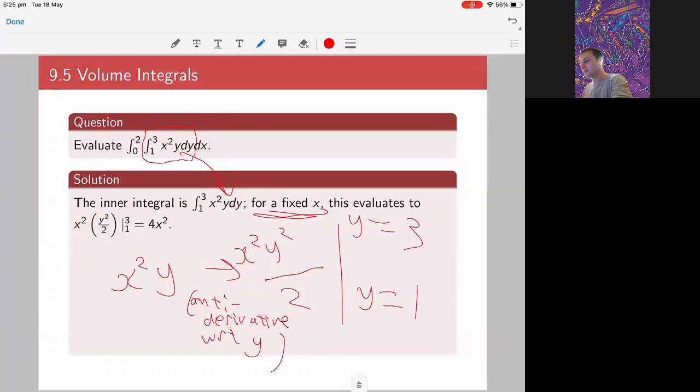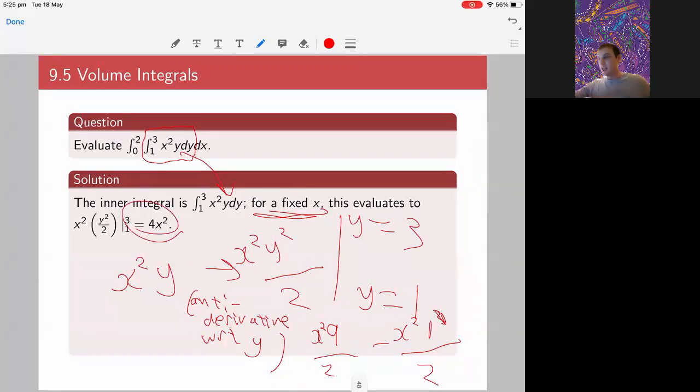Now, y squared, if y is 3, that becomes 9, times x squared on 2, minus x squared, y squared on 2 when y is equal to 1. So that's just 1 squared. Oh, sorry. Just 9 there divided by 2. That ends up being x squared times 8 on 2, which is, of course, just 4x squared.